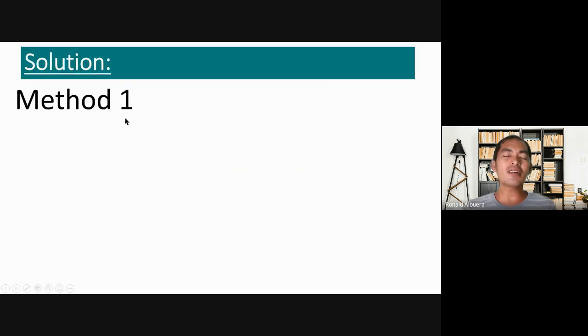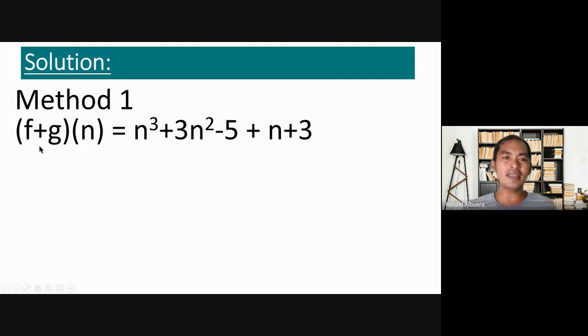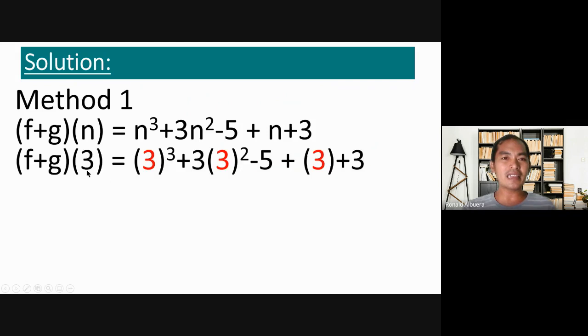Okay, so our method 1 here is just get the sum of the two functions and immediately substitute or replace n. Papalitan natin yung independent variable na n by 3 sa bawat function. Papalitan natin ng 3 sa f of n, papalitan natin ng 3 yung n ng g. Okay. And then we simplify. 3 cube, it means you multiply itong kulay pula to itself 3 times. 3 times 3, 9, times 3 is 27.